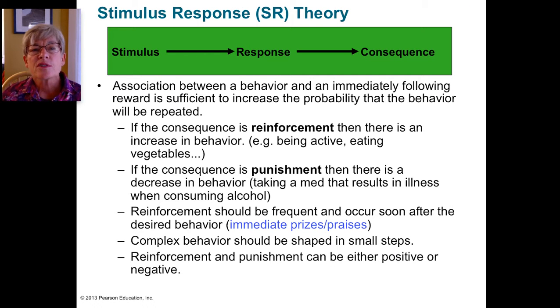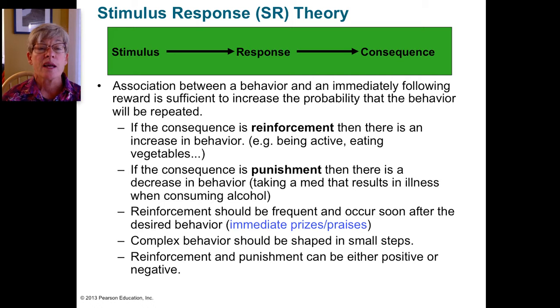So if we start with just a really simple and basic individual or interpersonal level of theory, it's the good old stimulus response theory. This is where association between a behavior and an immediately following reward is sufficient to increase the probability that the behavior will be repeated. We use this an awful lot in a whole lot of different programs.